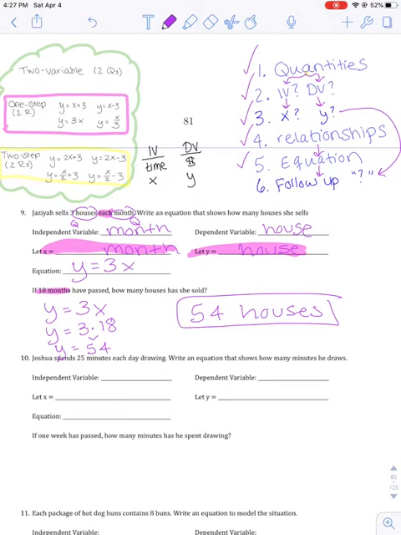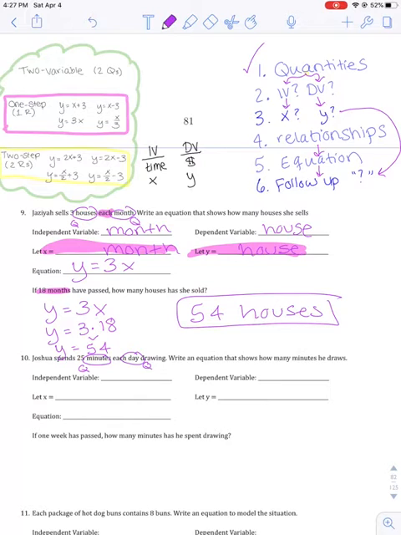All right, pause the video, try number 10, come back when you're ready to go over it. Hopefully you are ready to go over it. I'm going to go back to step 1, which is to find my quantities. I see minutes and days as my two quantities. Done step 1. Step 2, I need the independent and dependent variable.